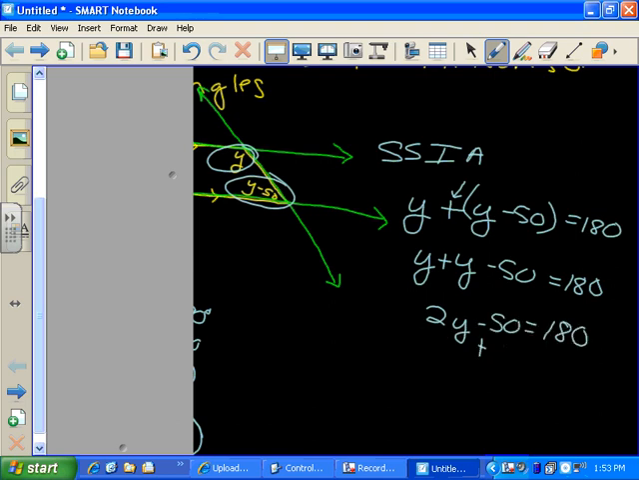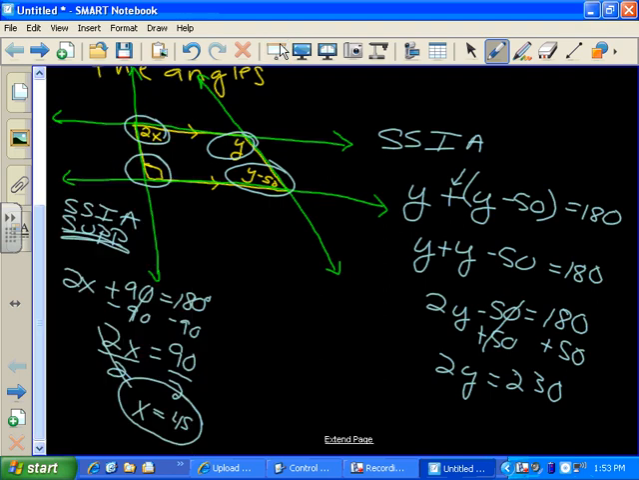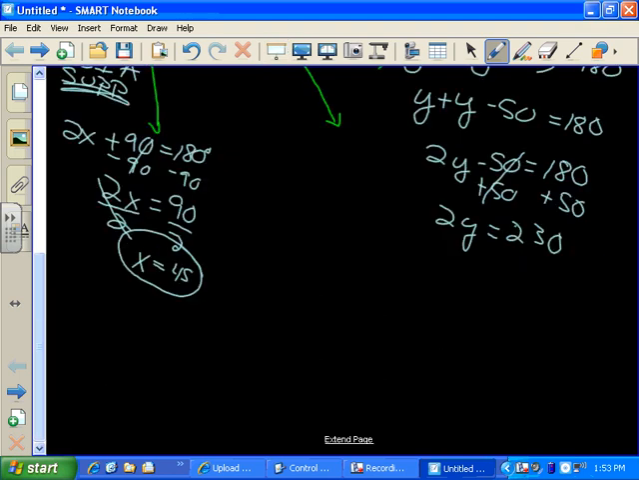We add our 50. I'm assuming, by the way, that this algebra part is pretty easy for you. That's going to give us 230 degrees. Scroll down a little bit, it's not right on the bottom. There it is. We divide by 2, and y is in fact 115.